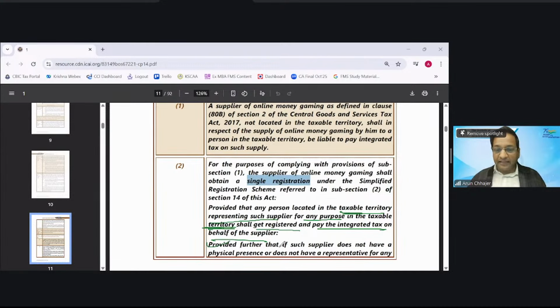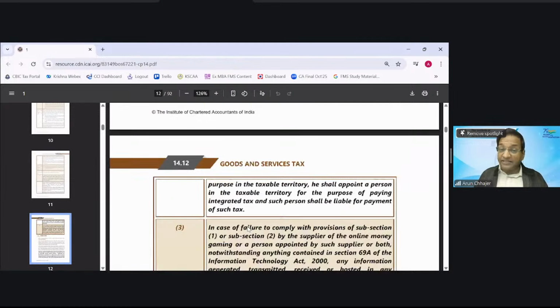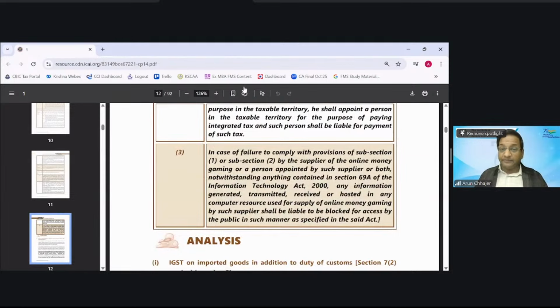Provided further that if such supplier does not have the physical presence and does not have the representative, then what happens? He shall appoint the person in the taxable territory for the purpose of paying IGST, and that person shall be liable for the payment of such tax.